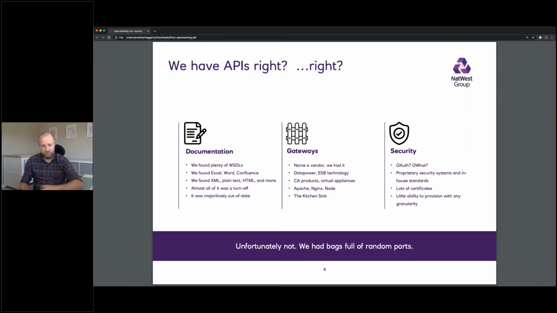We had plenty of WSDLs from the 90s and noughties, when SOAP and XML was the be-all and end-all. My personal favourite was always the Confluence documentation you would find, that you would follow through to a point and inevitably would be slightly wrong, but you had the disclaimer at the bottom, which was, please update this documentation as you go, which I always have a good chuckle at.